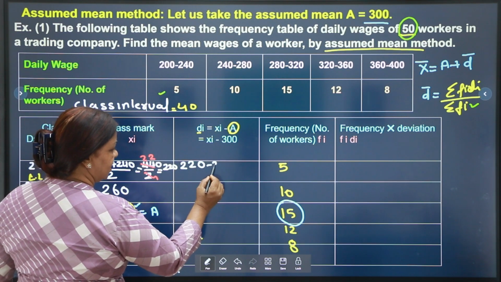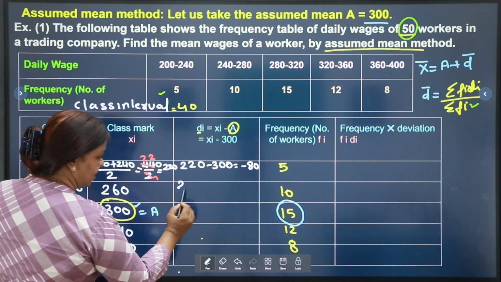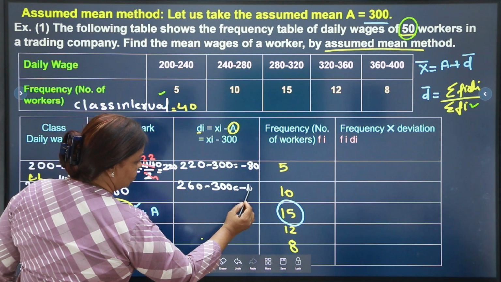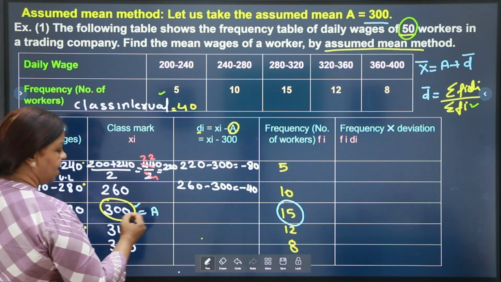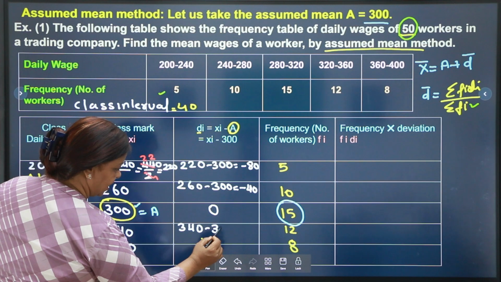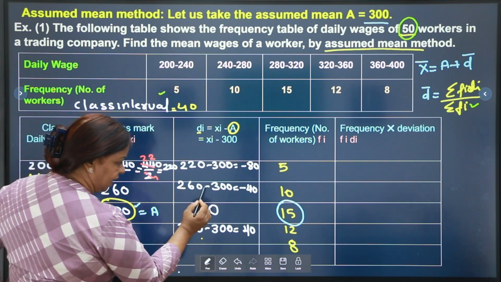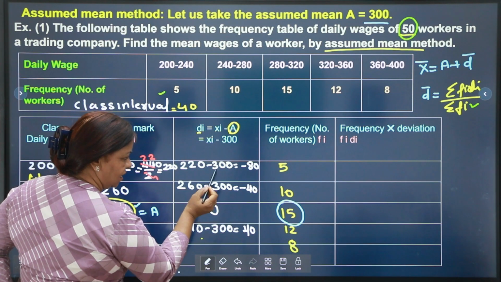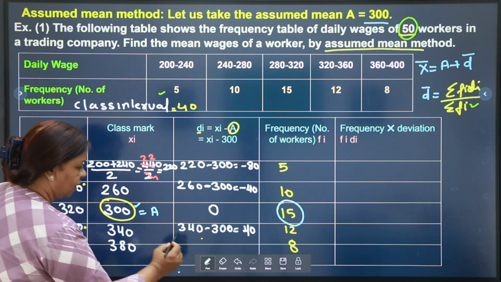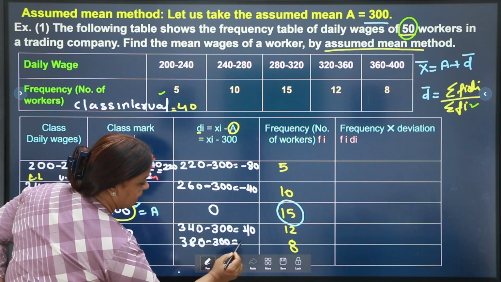220 minus 300, that is going to be minus 80. Now 260 minus 300, that is going to be minus 40. Now 300 minus 300 is going to be 0. Now 340 minus 300 is equal to 40, plus 40. Now here why minus? Sign of the greater number. 300 is greater, so minus. But here 340 is greater, so plus. Now 380 minus 300 is going to be 80.